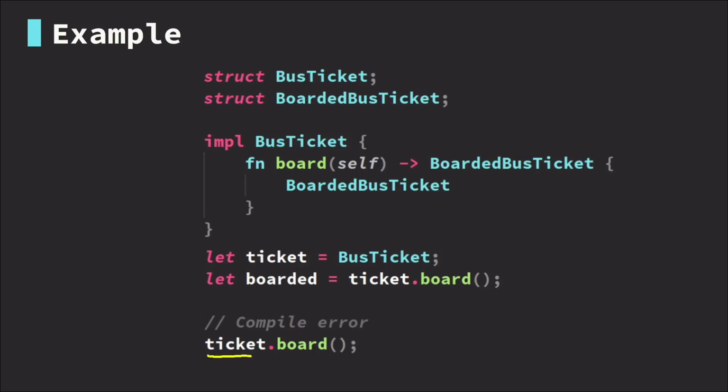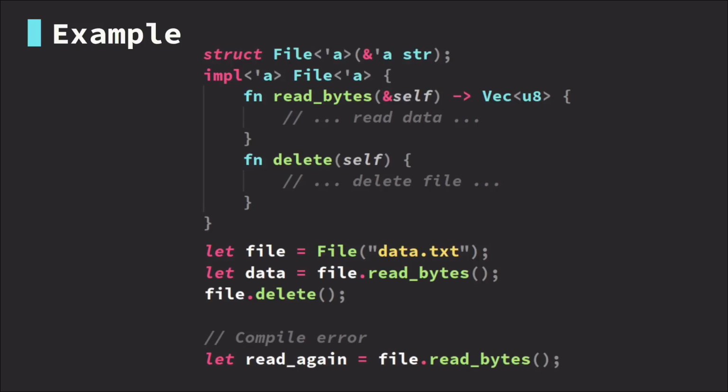If we try to take the ticket and then call .board on it again, we'll actually get a compiler error because the ticket has already been consumed by the board function. So if we try to take one ticket and board 2 times on the bus, then we won't be able to, and the compiler will ensure that it's impossible to occur. Let's take a look at another example.